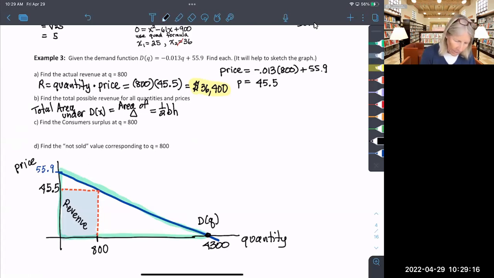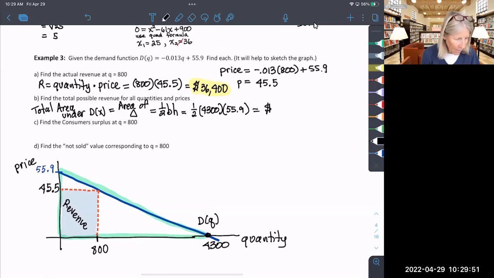So 1/2 base times height would be 1/2, and the base across the bottom there is 4,300. And the height up above the side, 55.9. Again, those numbers, because you have Desmos and you have a perfect graph in front of you. So if you want to get the total possible revenue for all the quantities, so the quantity all the way to 4,300 and the price all the way to 55.9, then you're just going to type this in, little area formula, and here's what you should get.